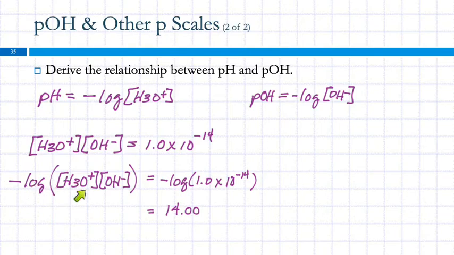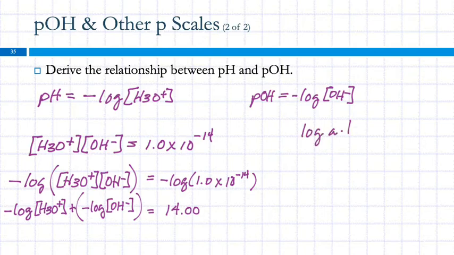When I take a logarithm of two numbers that are multiplied, I'm adding the logarithm of each of them. So this is the same as negative log of hydronium ion concentration plus negative log of hydroxide ion concentration. The log of A times B is equal to the log of A plus the log of B.